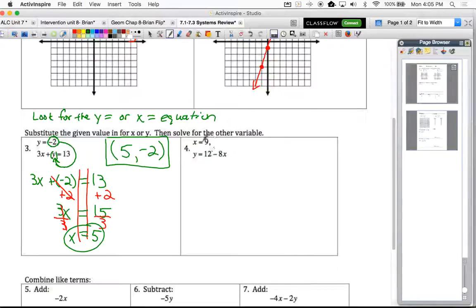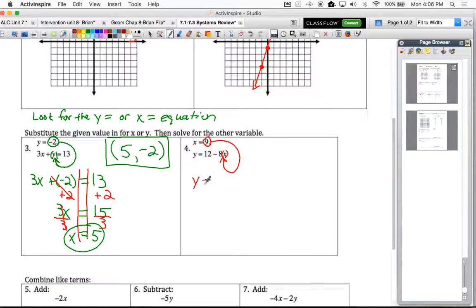Again, look for the equation that's in either x equals or y equals form, and then substitute. Oh wait, in this problem we actually have both equations in x equals or y equals form. So we could either take the 9 and put it into the second equation, or we could take the 12 minus 8x, put it into the first equation, except for there isn't a y in the first equation, so that really wouldn't make much sense. We already have the x value. So let's take that 9 and let's substitute it into the second equation in place of the x. So we're going to plug that in.